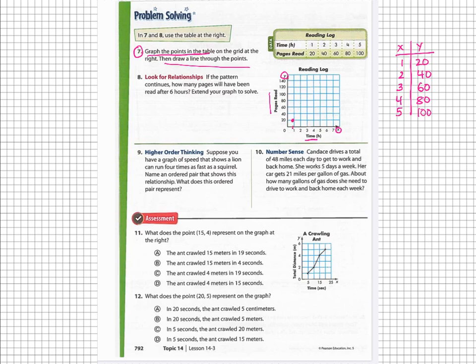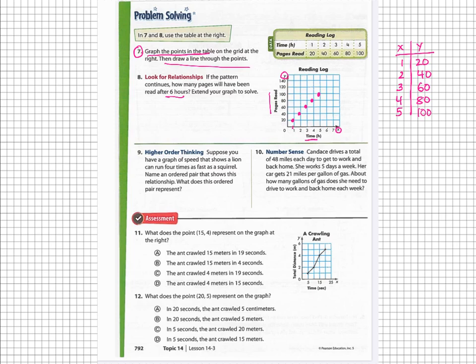In 2 hours, we have 40. So 2 goes here to 40. In 3 hours, we have 60. 4 hours, we have 80. In 5 hours, we have 100. Okay. If the pattern continues, how many pages will have been read after 6 hours?